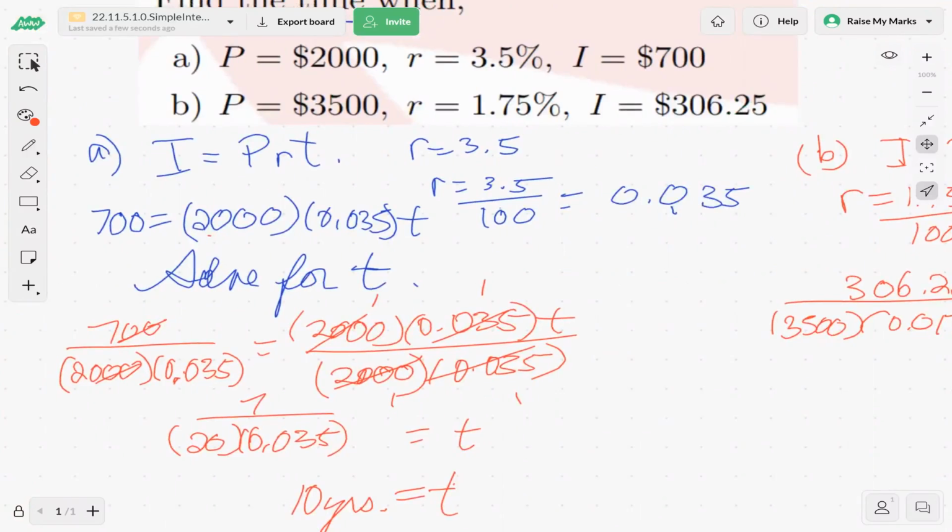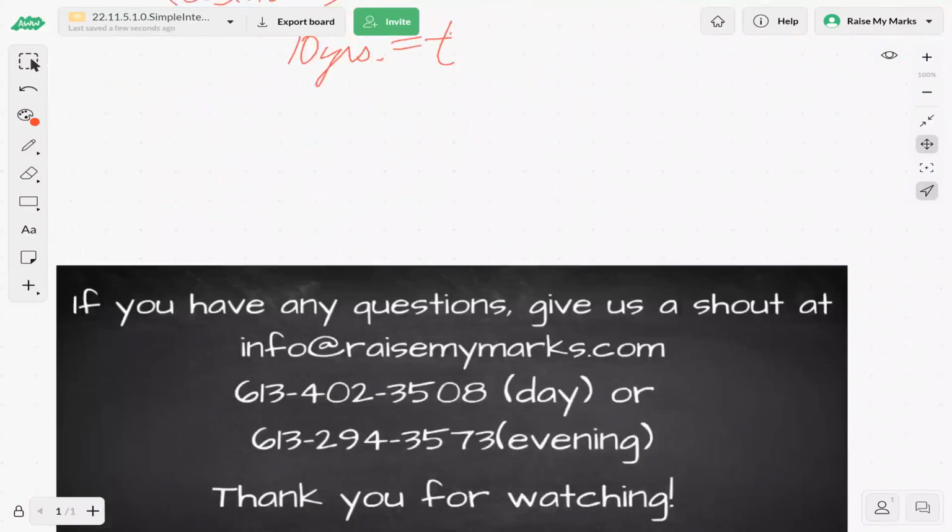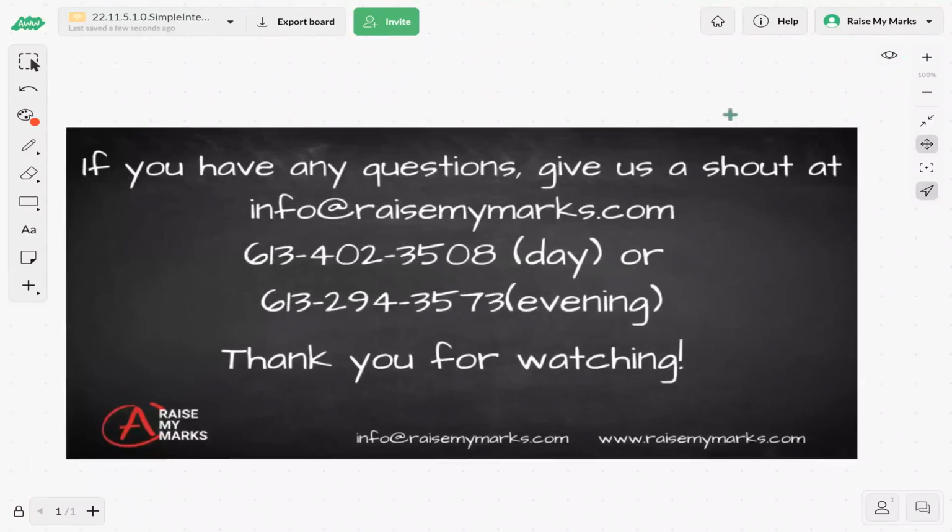Okay, so that brings us to the end of simple interest, all very practical things, values and formulas that we can use in life.